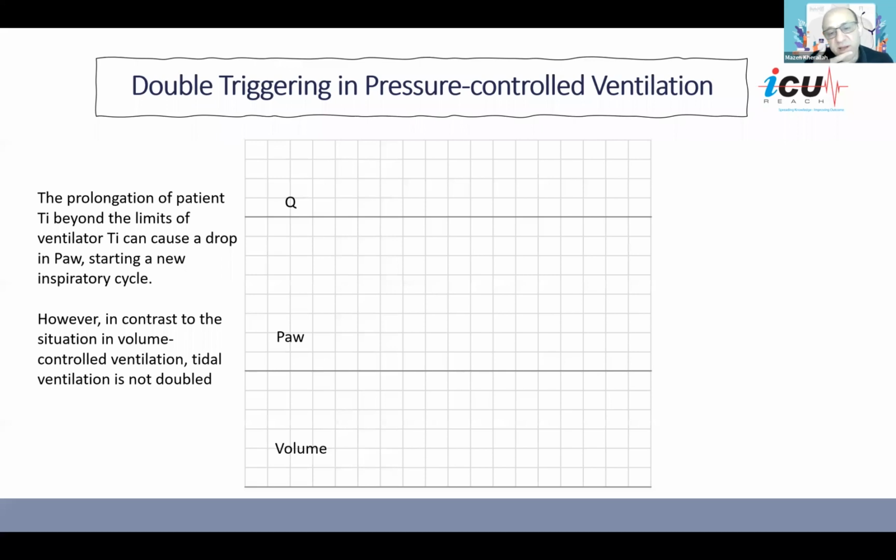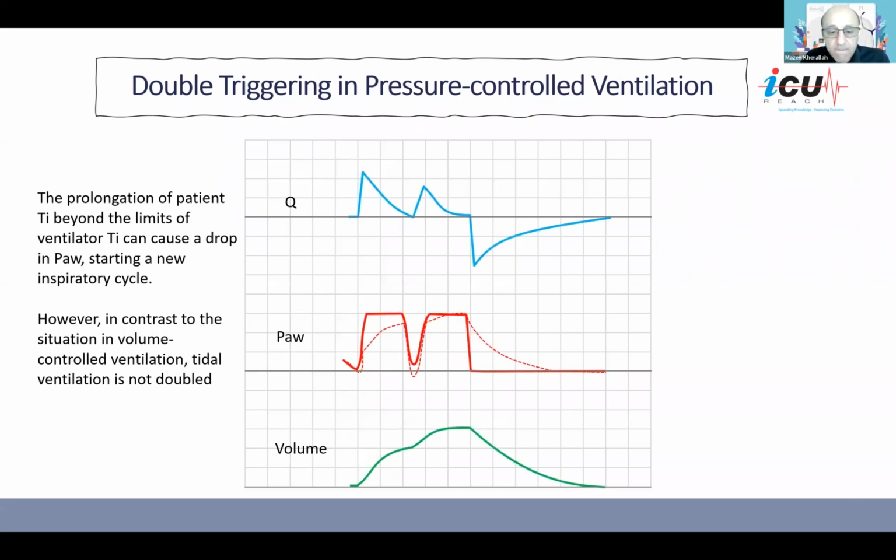Now, how is it different in pressure controlled ventilation? The first one was volume control mode of ventilation. So how would you see double triggering in pressure controlled mode of ventilation? In pressure, the first one is flow, the second one is pressure, and the third one is volume.